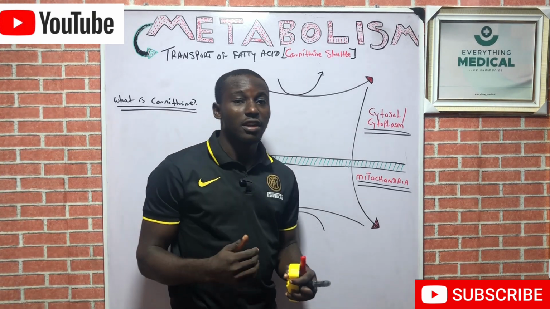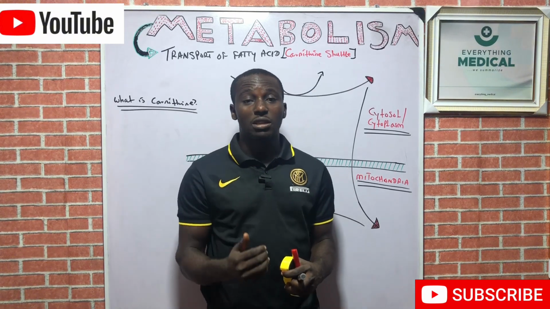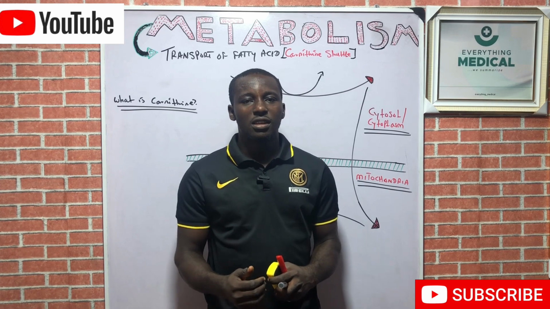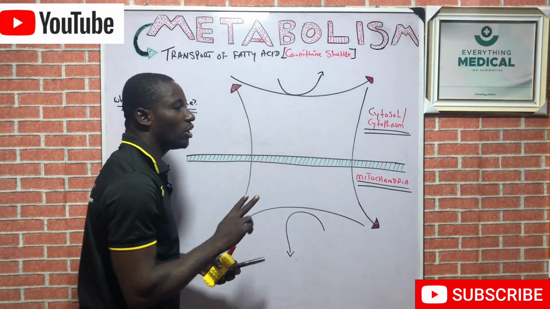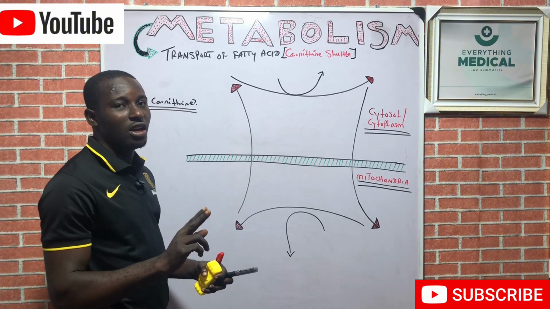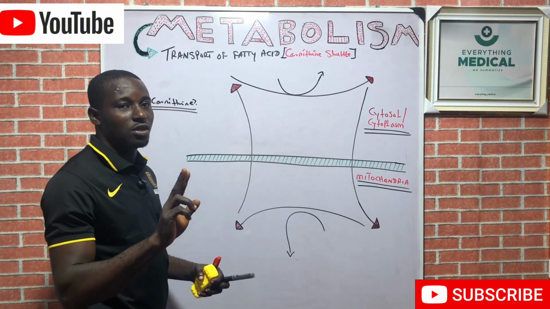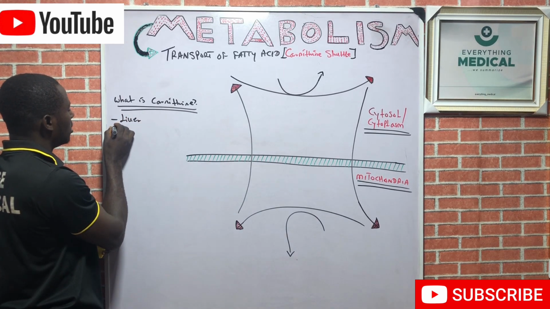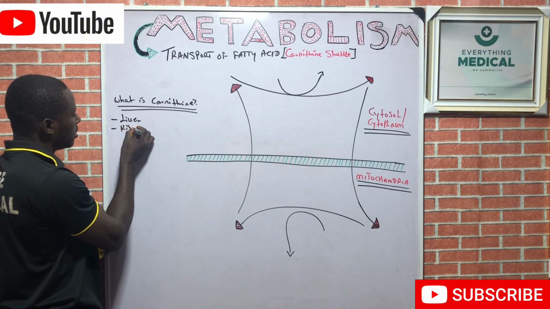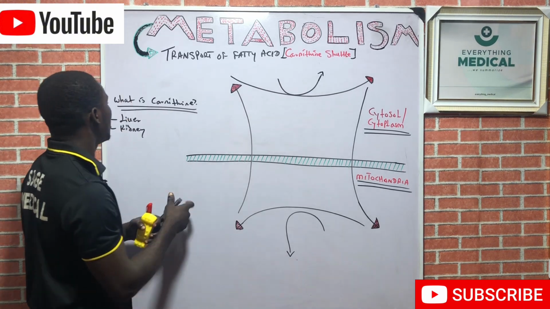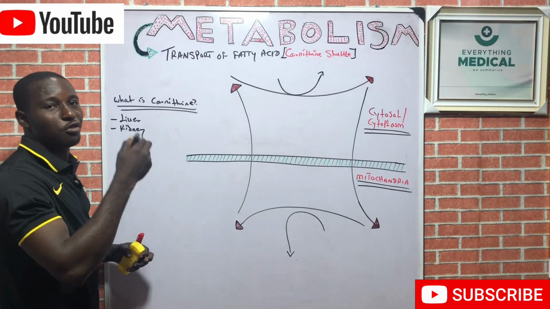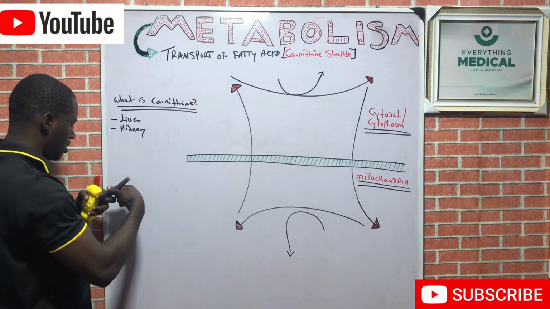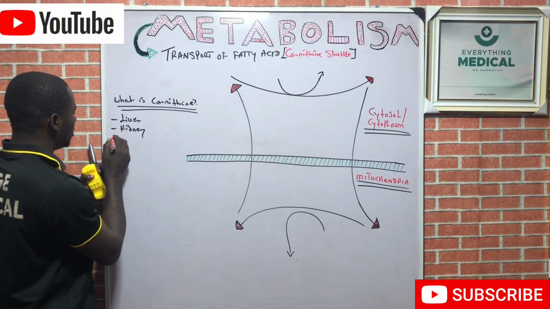This carnitine is a very essential transporter of fatty acid. Carnitine is synthesized in organs. That means the organs of synthesis or biosynthesis of carnitine involve two major organs, which are the liver and kidney. Carnitine is synthesized in the liver and the kidney from two major amino acids, which are lysine and methionine.